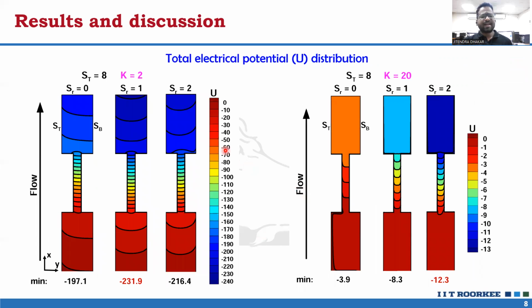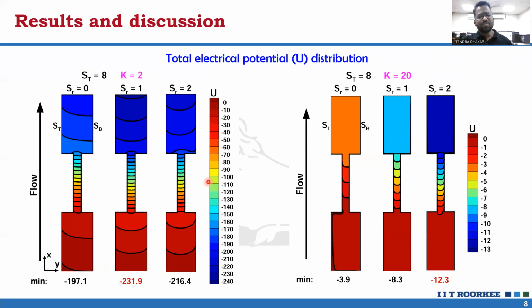Here we can see the total electric potential U distribution along the microfluidic device for various surface charge ratio SR and ST equal to 8 and K equal to 2 and 20. The potential gradient is maximum in the contraction section as compared to the other sections, because reduction in the cross-section area increases the excess charge and the convective velocity in that section that enhanced the streaming current, and therefore the streaming potential, therefore the potential gradient is maximum in the contraction section.